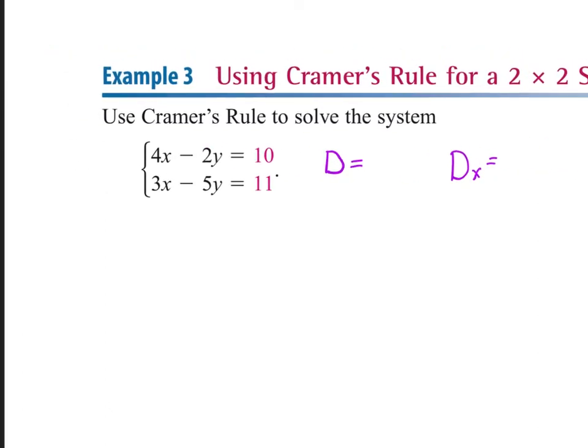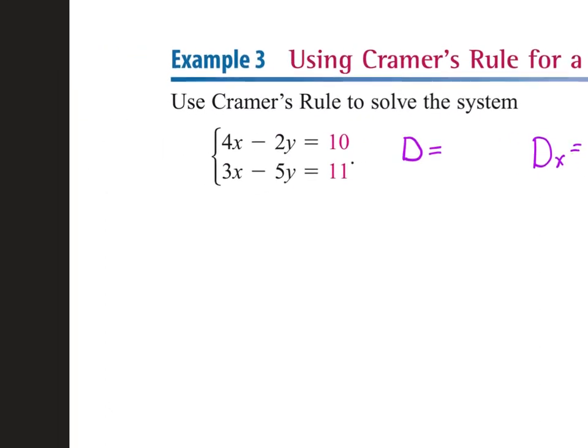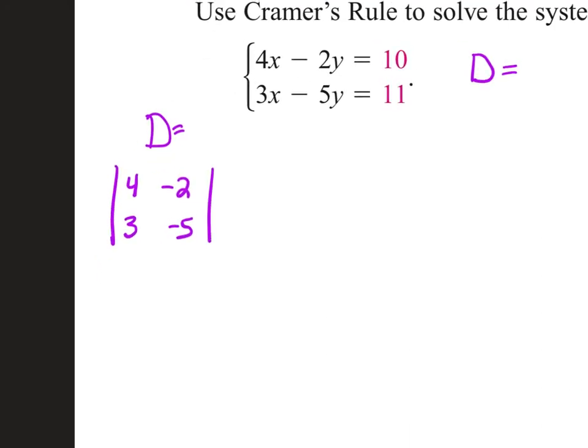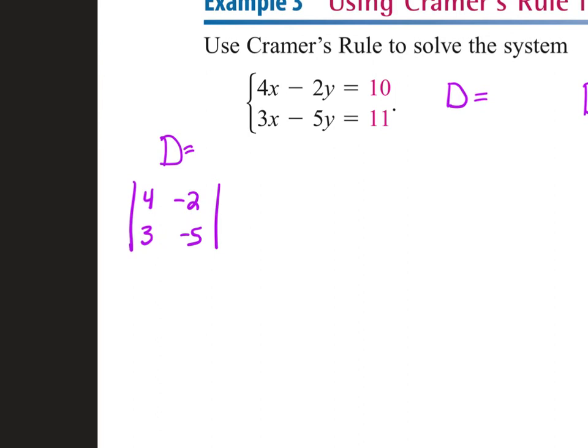So, to find our coefficient matrix, let's do that first. Just write out the coefficients. 4, 3, negative 2, negative 5. Agreed? Yes or no, guys? Yeah. All right, so I have 4 times negative 5 minus 3 times negative 2.